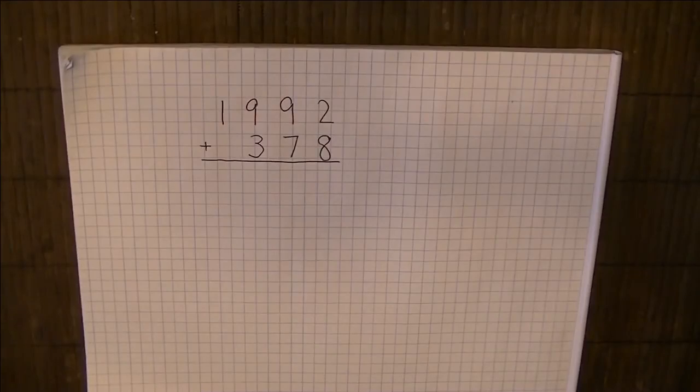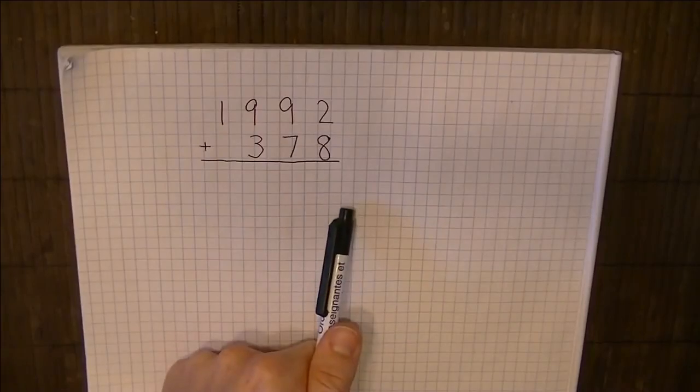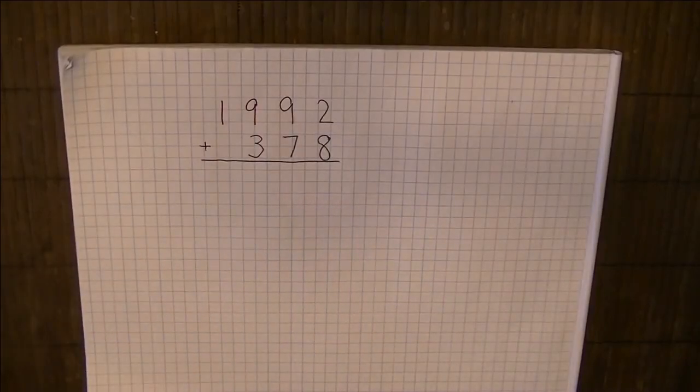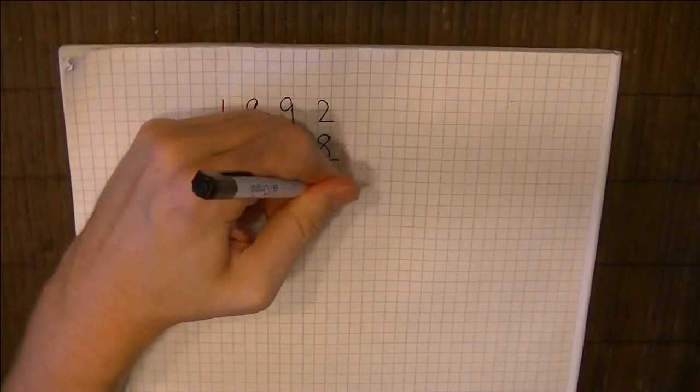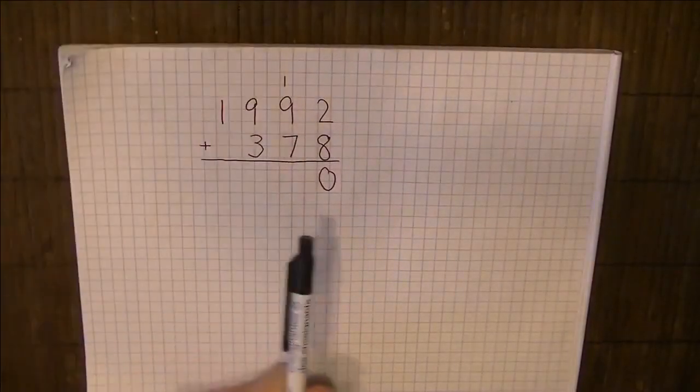1,992 plus 378. How do we do this? Well, remember, we're always going to start with the smaller numbers and build our way up. So we start with 2 plus 8. 2 plus 8 is 10. So we put a 0 and carry the 1.